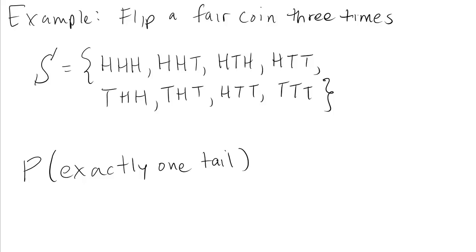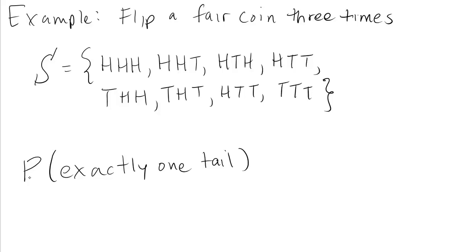But if I use H to represent heads and T to represent tails, then one possibility is that the coin comes up heads on all 3 flips, which I've represented by HHH. This second outcome means that it came up heads on the first flip, heads on the second flip, but then tails on the third flip. And you can go through and see that I've got all of the possible outcomes. There are 8 total elements in that sample space.